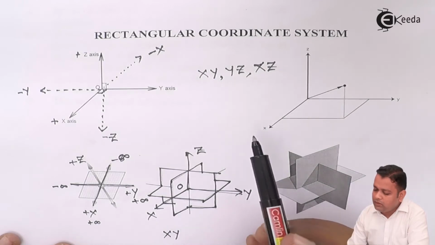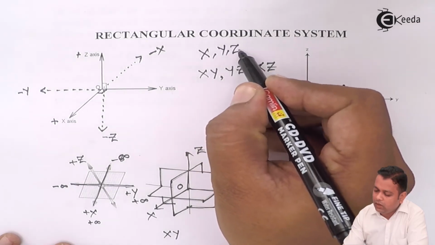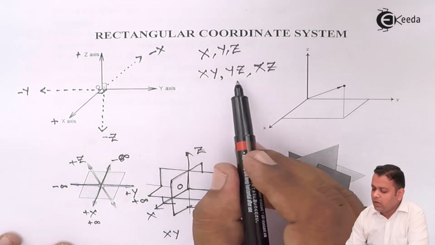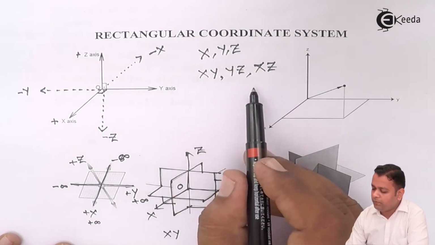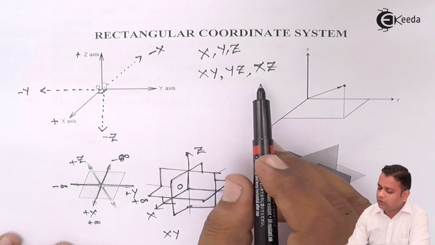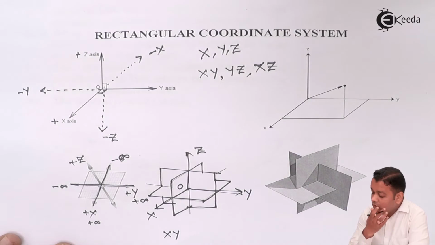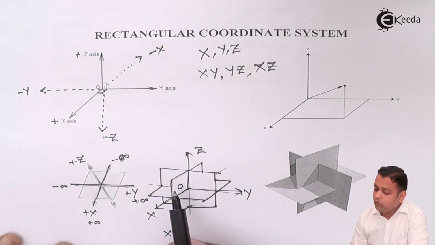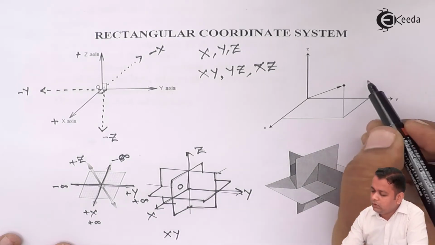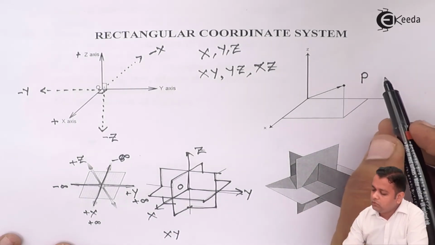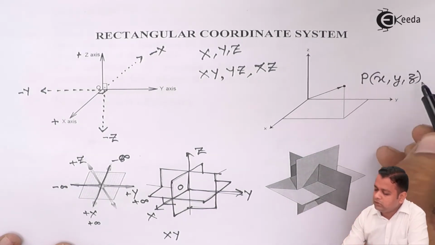So either the references are the XYZ axes represented in capital letters, or the xy, yz and xz planes. These three planes are also mutually perpendicular to each other, making 90 degrees and intersecting at the point O. Now in this three-dimensional space, if you want to represent any point P, we have to give three coordinates, small x, small y and small z.